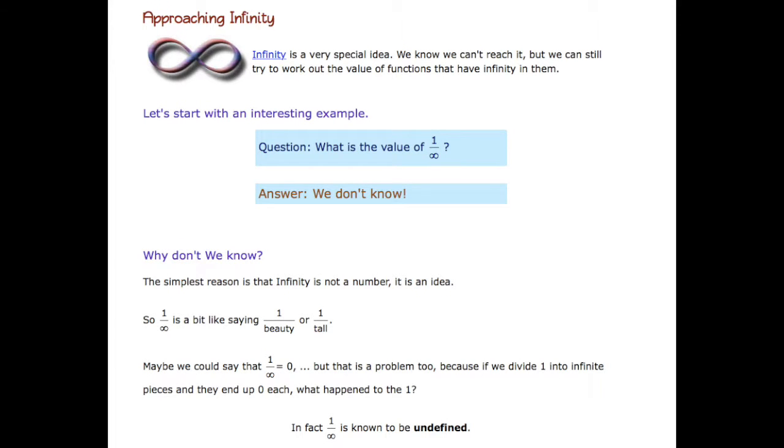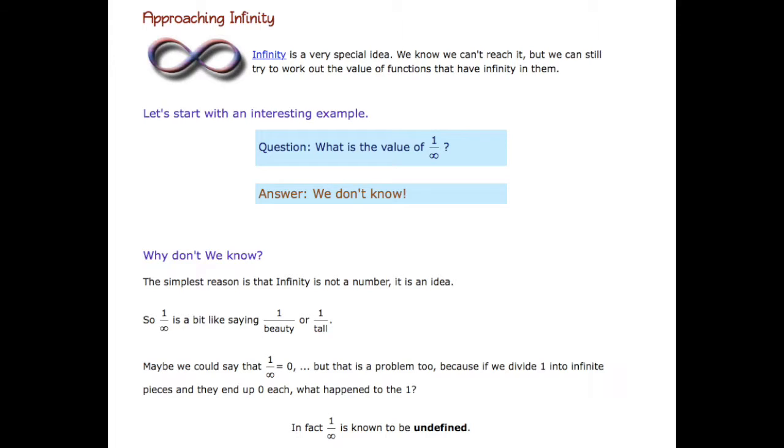Infinity is a very special idea. We know we can't reach it, but we can still try to work out the value of functions that have infinity in them. Let's start with an interesting example. What is the value of 1 over infinity? The answer is we don't know. Why don't we know? The simplest reason is that infinity is not a number. It is an idea. So 1 over infinity is a bit like saying 1 over beauty or 1 over tall.